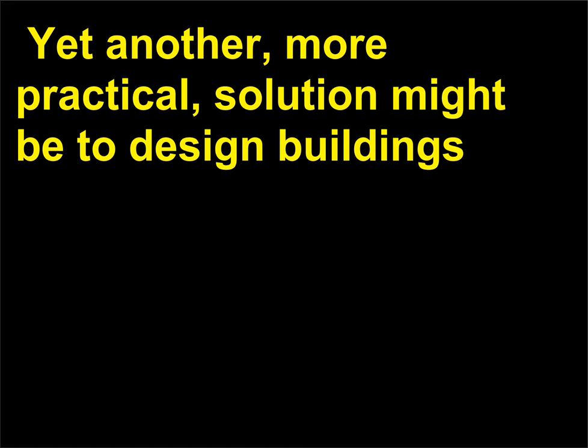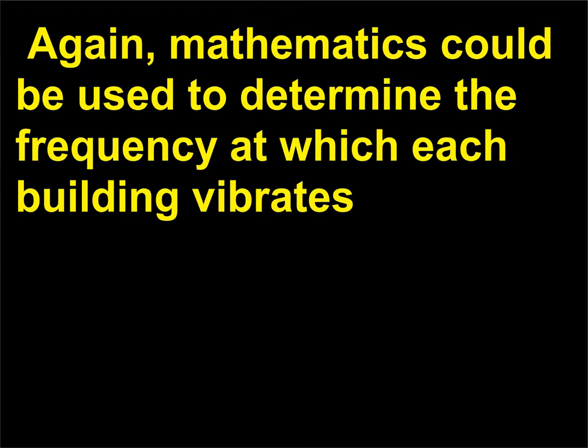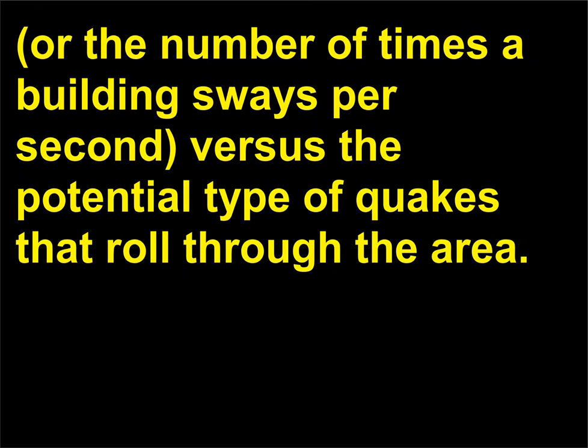Yet another, more practical, solution might be to design buildings to withstand the specific types of shaking expected in a region. Again, mathematics could be used to determine the frequency at which each building vibrates, or the number of times a building sways per second, versus the potential type of quakes that roll through the area.